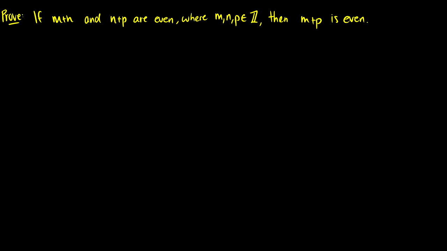So, here's what we're saying. We're saying that m plus n is equal to 2k for some k, and n plus p is equal to 2j for some j. So we want to show that m plus p is even. So let's start with that. Let's take m plus p.